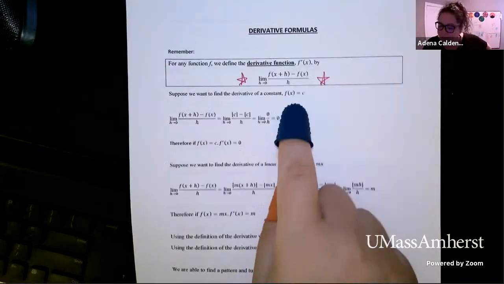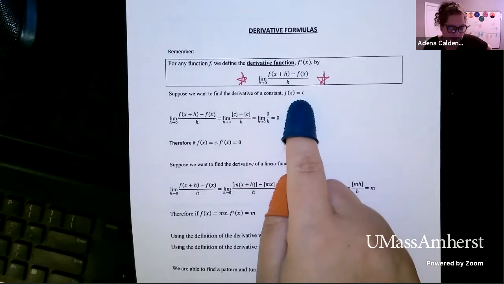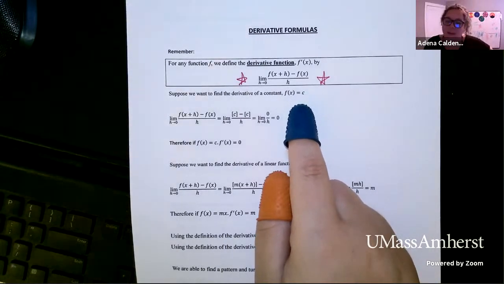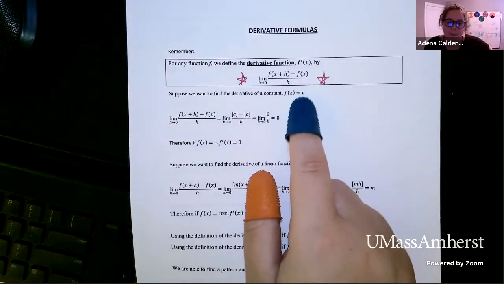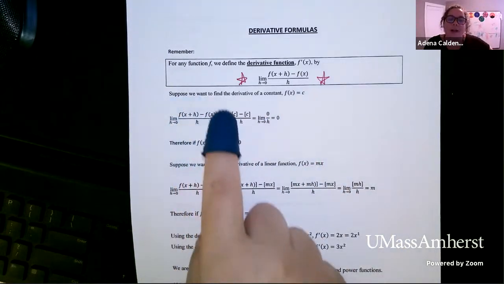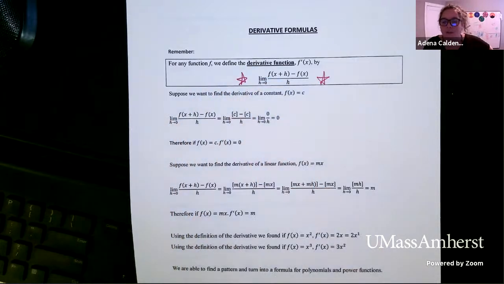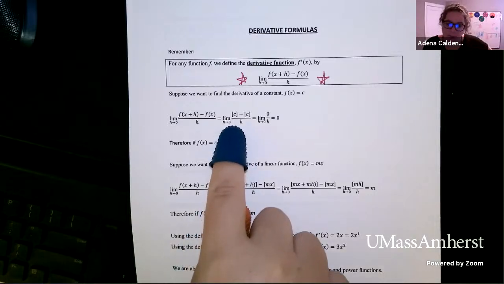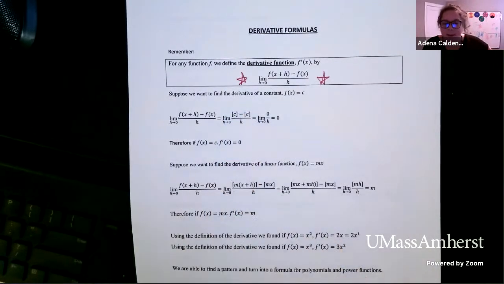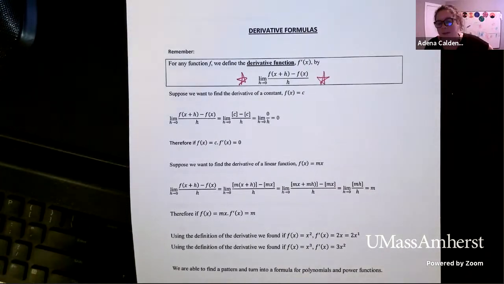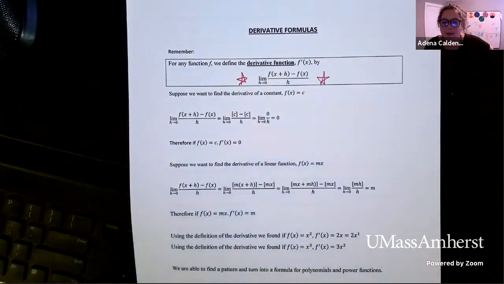For example, if we have a function that is a constant, f of x equals 10, f of x equals 30, whatever that number may be. If we were to apply the derivative formula, we can't even plug an x plus h into a constant. It's still that constant no matter what. So we end up with the limit as h goes to 0 of c minus c. And we know that if you subtract the same thing from itself, you get 0. So you have 0 divided by something.